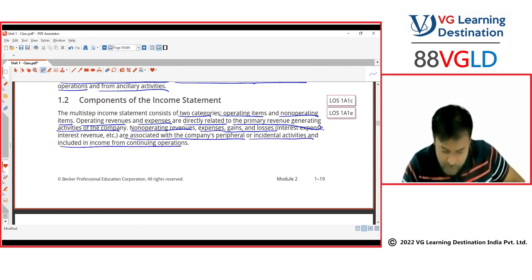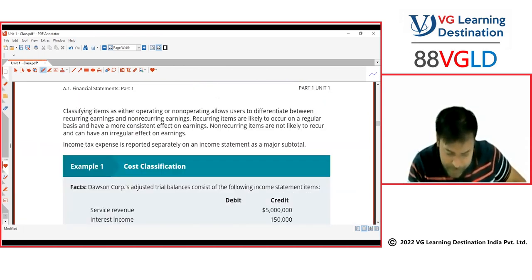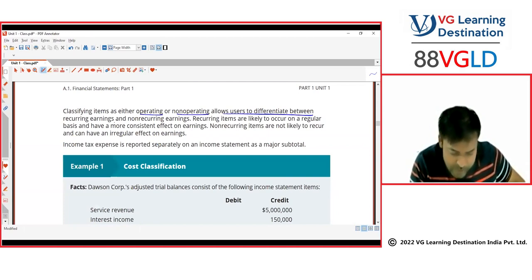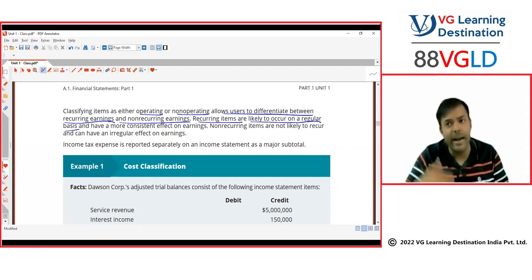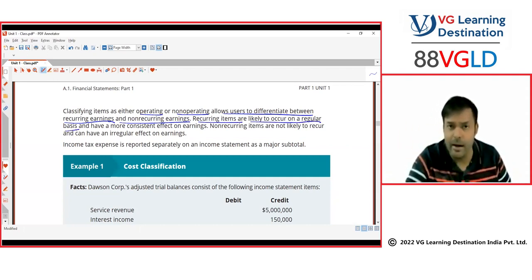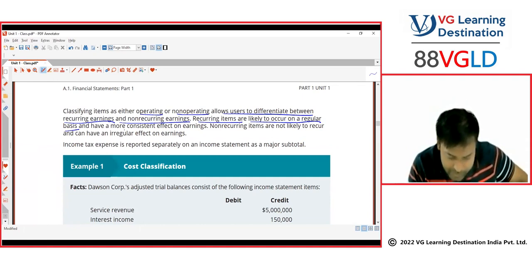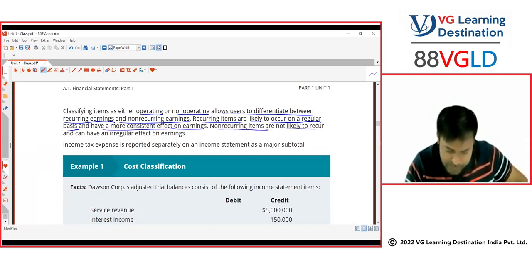in the continuing operations. Classifying items as operating or non-operating allows users to differentiate between recurring earnings and non-recurring earnings. Recurring items are likely to occur on a regular basis. So obviously, the name says it, recurring. Everything which is going to occur a lot and can have a more consistent effect on the earnings. Non-recurring items are not likely to recur.